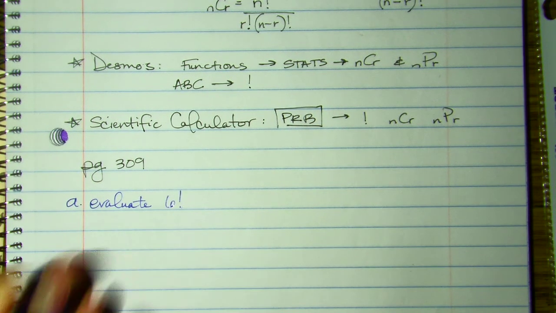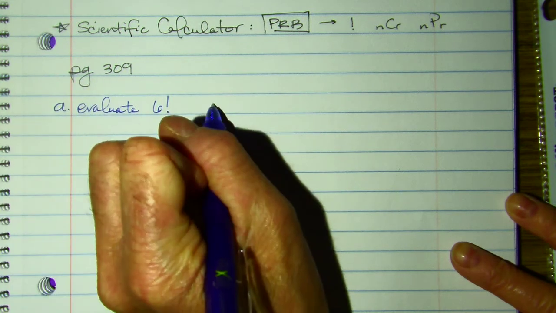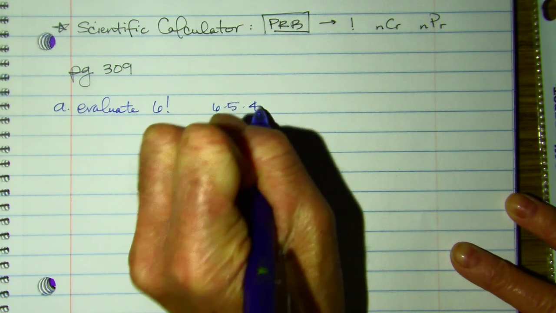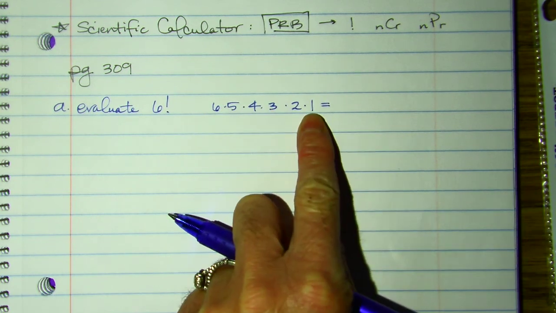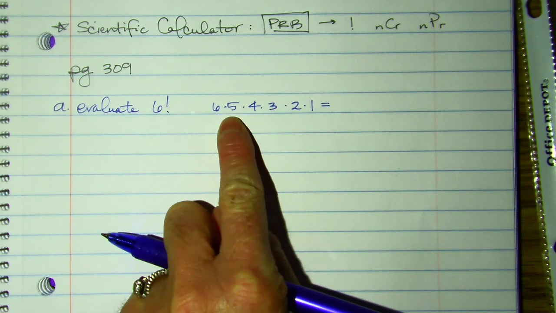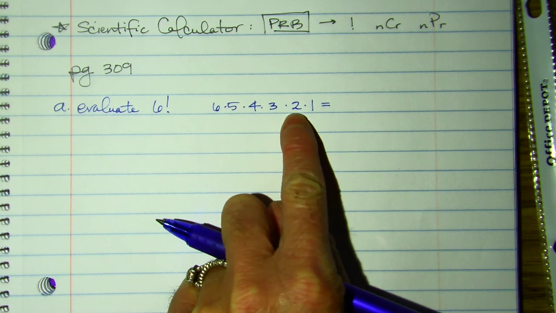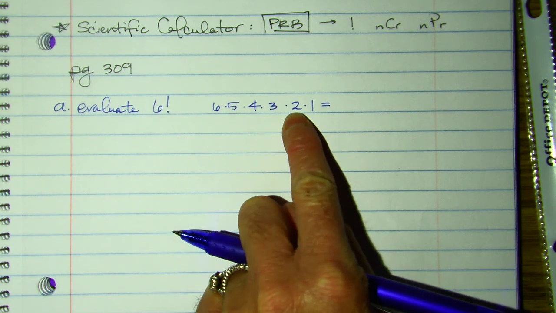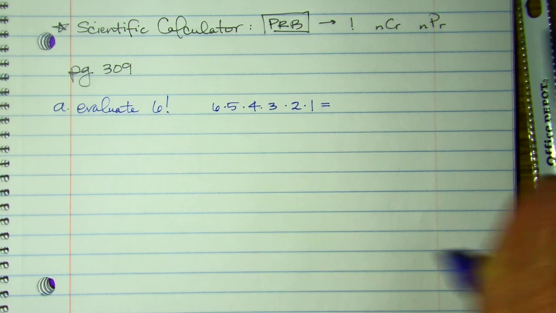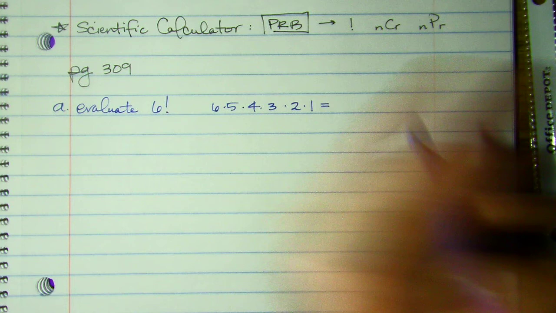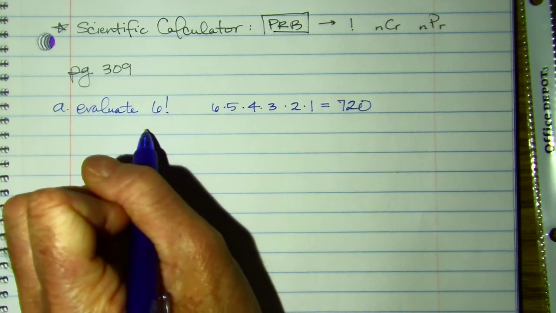Part A asks us to evaluate 6 factorial. Now I'm going to show you both. You could just enter 6 times 5 times 4 times 3 times 2 times 1. And you really don't need to enter times 1, right? I like to hit as few buttons as possible. So 30 times 12 times 2. And my calculator wasn't on, silly goose. That gives me 720.